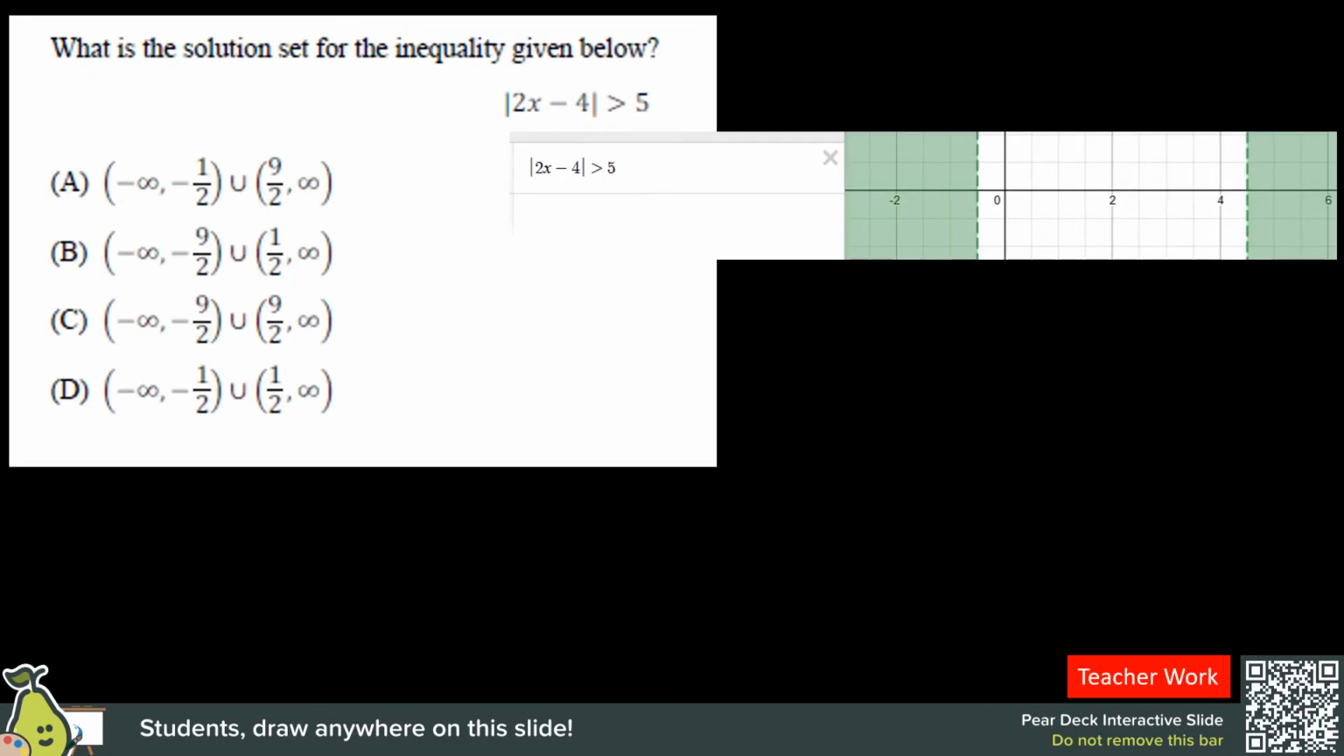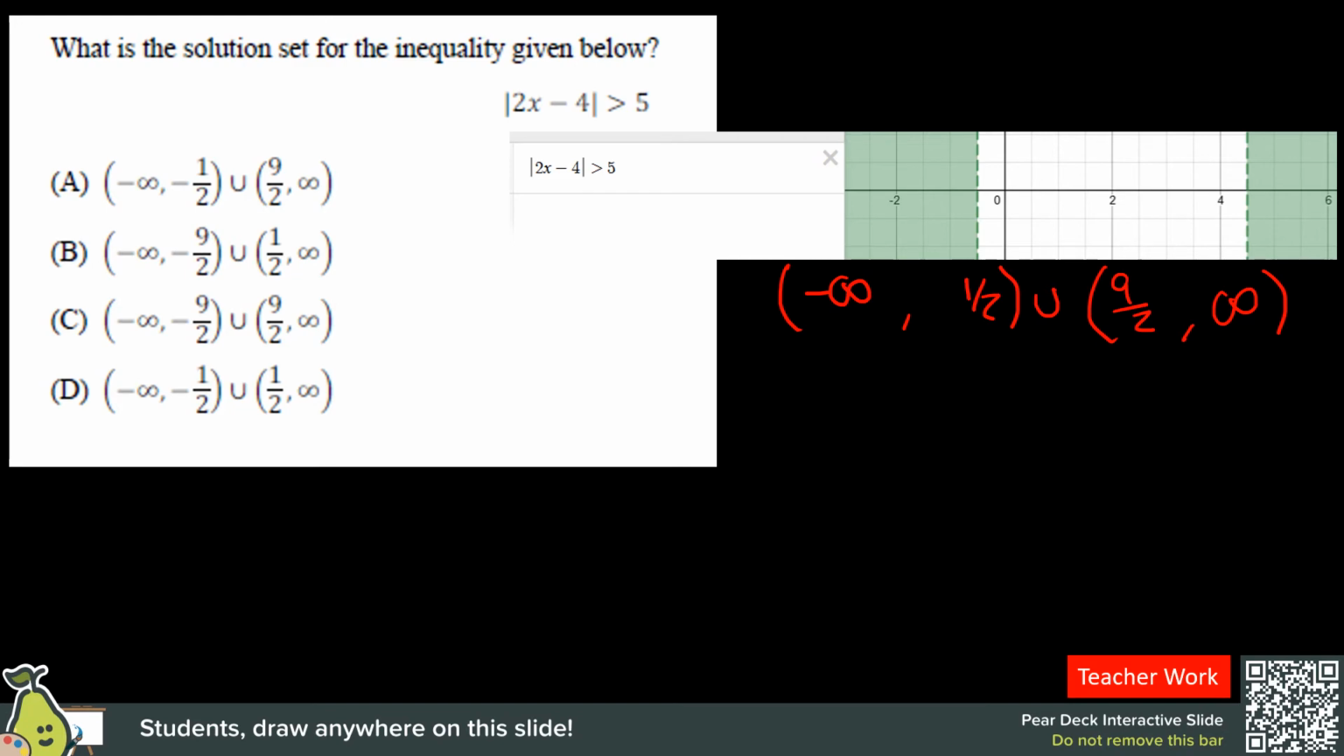So here it says, what is the solution set for the inequality given below? So here we had an absolute value inequality. This is very much aligned to one of the problems we did earlier today. When you look at this here, we see that this is going to negative infinity. And here we have these dashed lines at 1/2. It's dashed, which means we would never get there. So that would be parentheses here, and parentheses at 4.5, which would be 9 halves, because it's dashed, and that goes on to infinity.